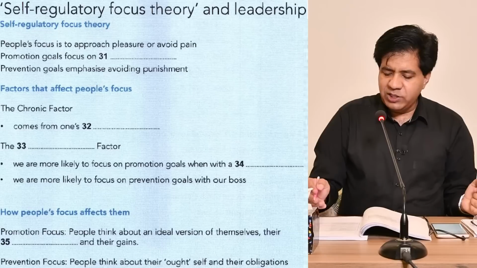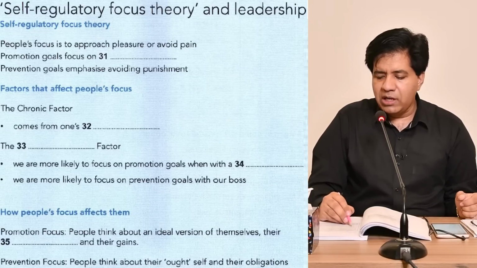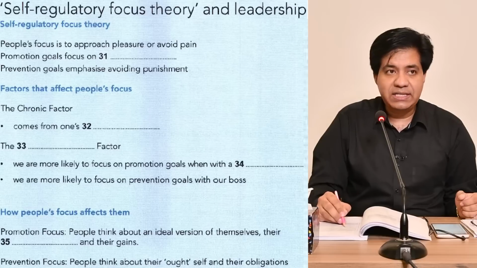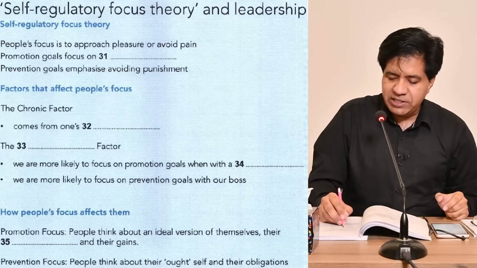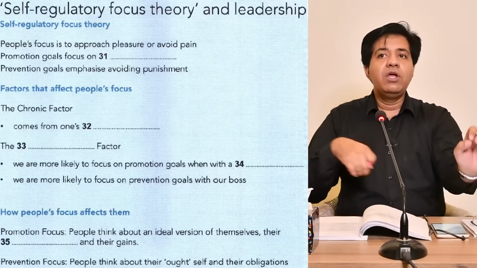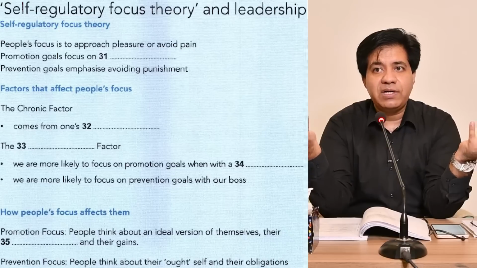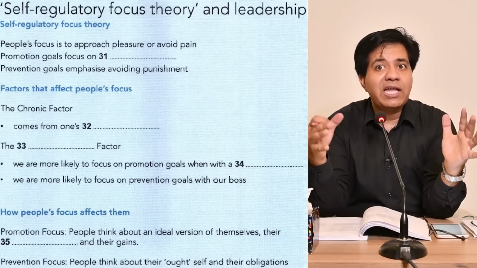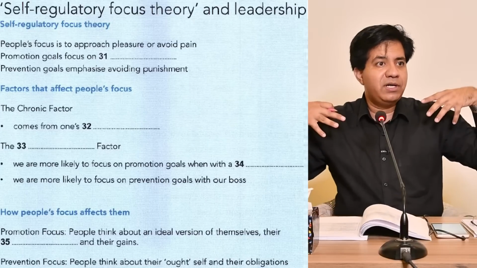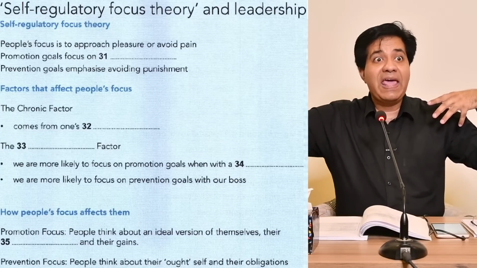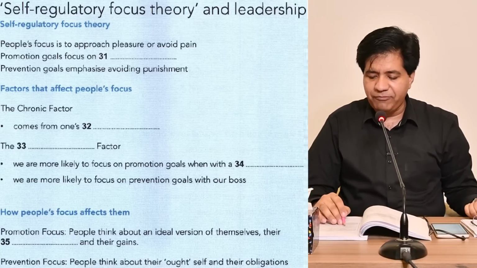Okay, the first one is chronic factor. Question number 32 comes from one's dash. Now for one's, listen, underline this word. Let me tell you what they are going to do with one's. For one's, they can use the word one's, someone, your, our, or their. So any other word like that, and the answer is going to be right after that.